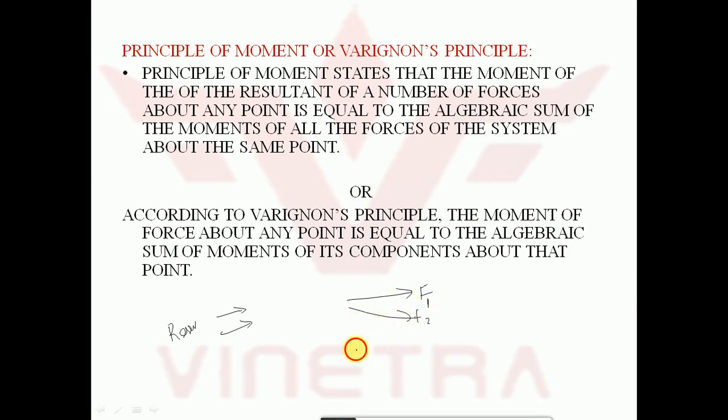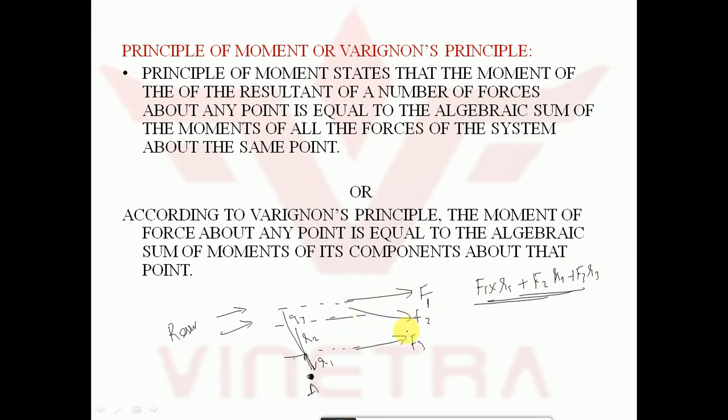F2, F3. If I find out the moment of these three forces F1, F2, F3 about point A, I will draw the line of action of this force, line of action of this force, line of action of this force. So what are the perpendicular distances? I will take R1, R2 and R3. So F1 into R1 plus F2 into R2 plus F3 into R3. This is the total moment.